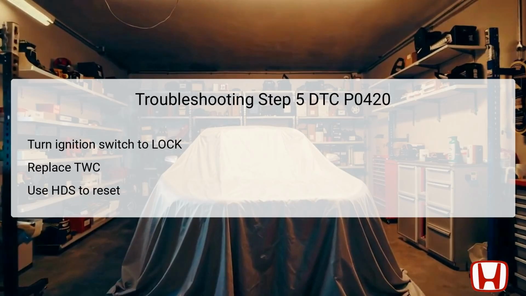Upon determining that the DTC P0420 has not resolved through the initial troubleshooting steps, the next action involves turning the ignition switch to the lock position, effectively shutting down all electronic systems. The technician must then proceed to replace the three-way catalytic converter, TWC, if it is deemed ineffective based on prior diagnostics. After the replacement, turning the ignition switch back to the on position is required, followed by utilizing the HDS tool to reset the engine control module/powertrain control module, ECM-PCM.